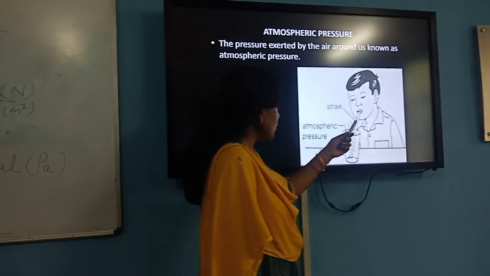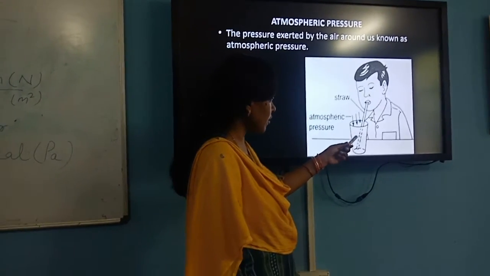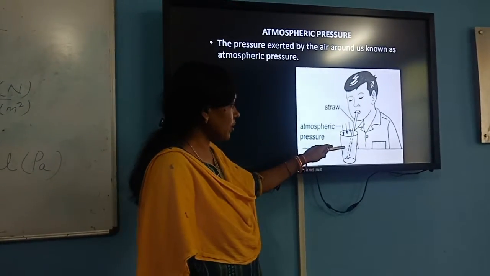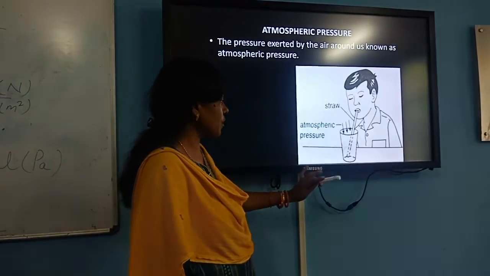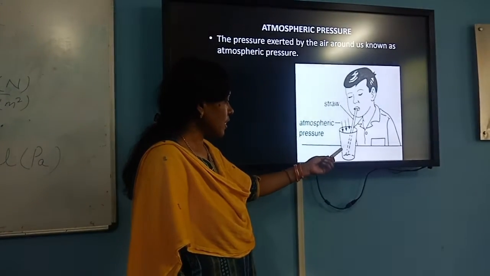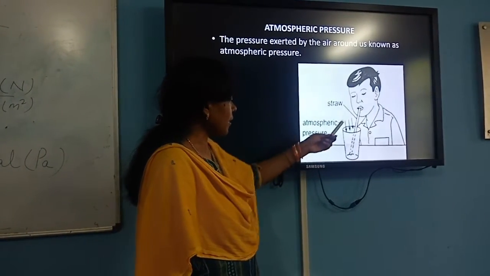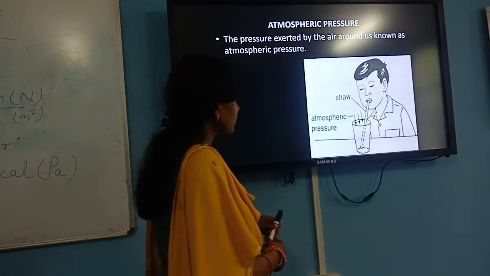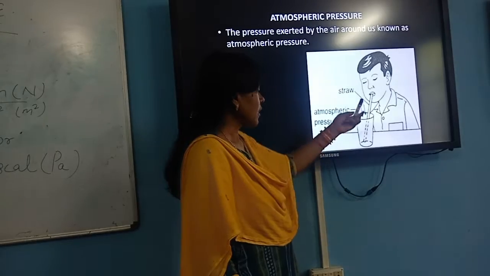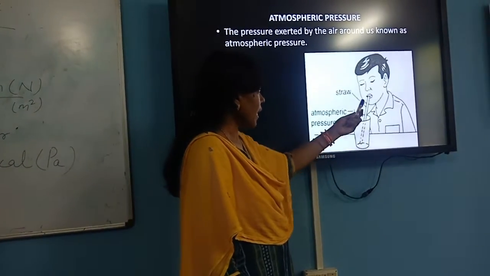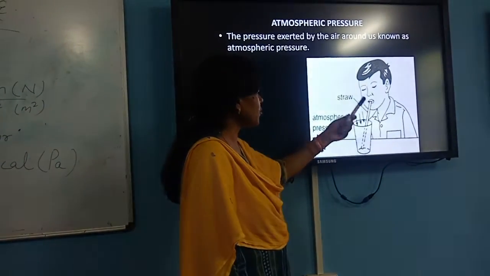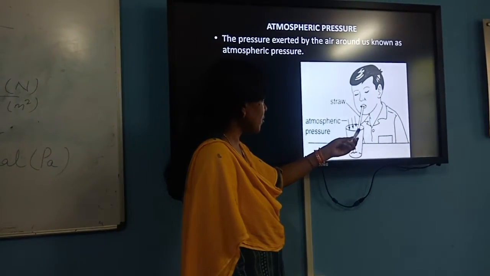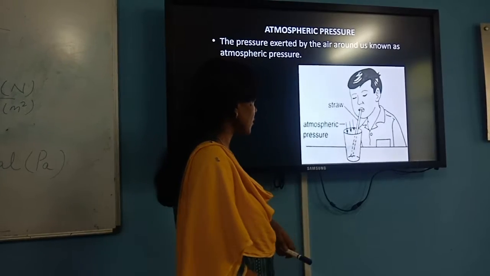Here one end of the straw is dipped in the soft drink in the bottle, which is half filled with the soft drink. Another end is in the mouth of the child. Then the air inside the straw and at the mouth has a reduced pressure, a lower pressure. It means inside the straw and at the mouth it has reduced air pressure.